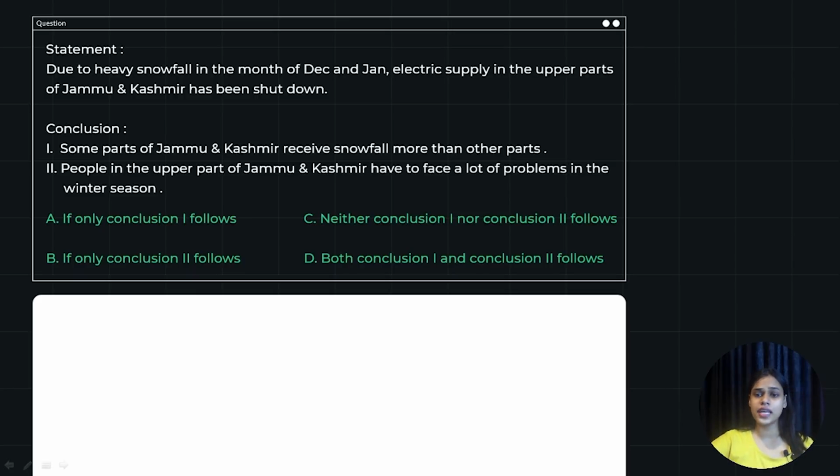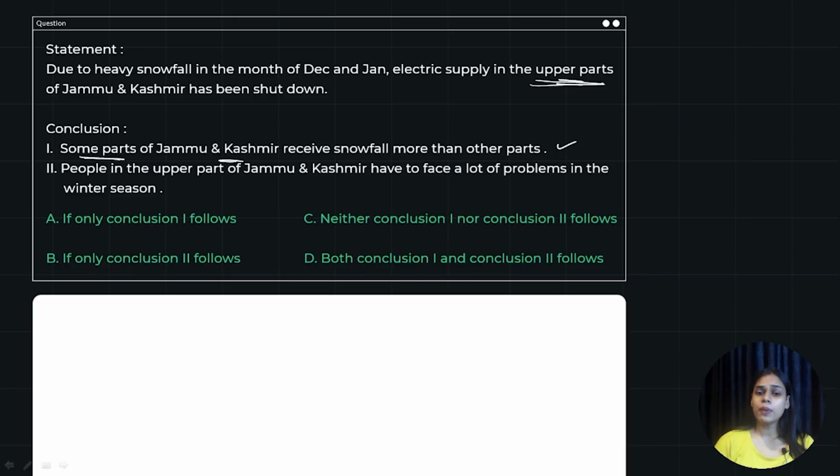Okay, let's go with conclusion 1 first. Some parts of Jammu and Kashmir receive snowfall more than other parts. As we can see, it is mentioned that there has been heavier snowfall in the upper part. All right, so this statement says that some parts of Jammu and Kashmir receive snowfall more than other parts. This conclusion is evident from the statement because we can say that the upper part has received more snowfall. Hence, there has been a problem in electric supply. So yes, we can say that some parts of Jammu and Kashmir receive more snowfall than other parts. So conclusion 1 is following.